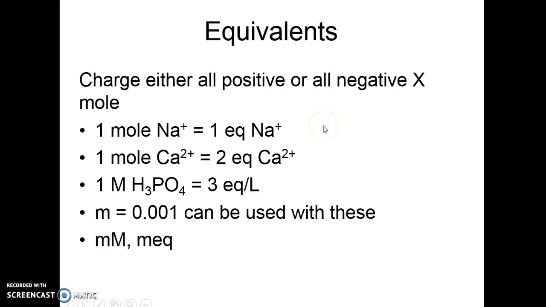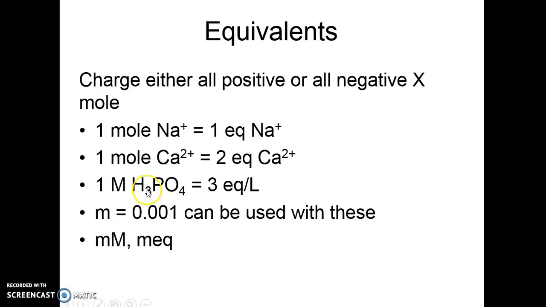Equivalents are something that you can often see in concentrations. Equivalents take into account charge. Basically, an equivalent is the amount of charge on one of the ions in the formula times the number of moles. Let's look at an example. If I have 1 mole of sodium ions, because the charge is 1, that's 1 equivalent. I have 1 mole of calcium ions, because the charge is 2 plus, that's 2 equivalents.